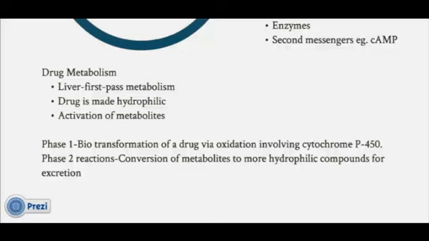Liver metabolism is primarily carried out via two reactions. Phase 1 reaction involves transforming the drug into a more polar metabolite, commonly by the process of oxidation using cytochrome P450 enzymes present within the liver. And phase 2 reactions involve conjugation with an endogenous substance, which helps with readily excreting the drug via the kidneys.